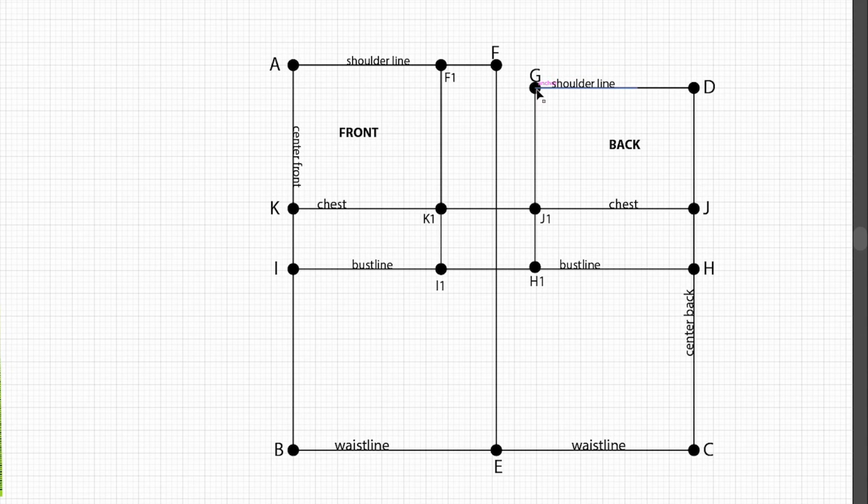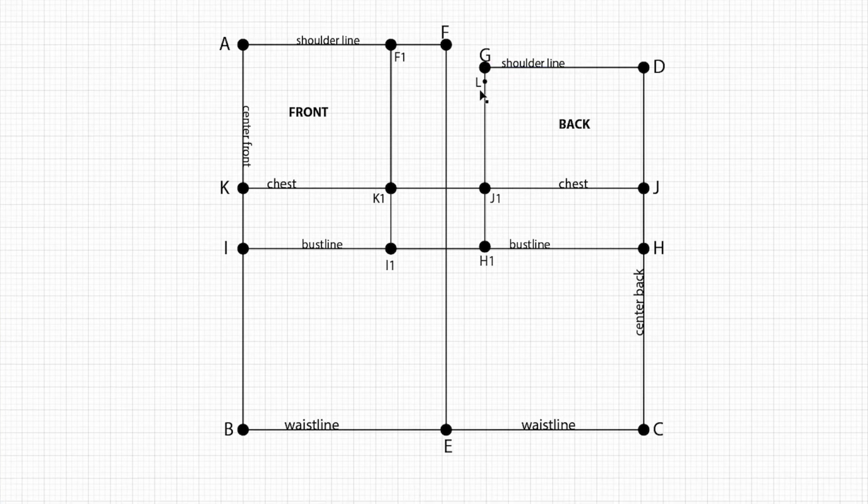All right, so after you label your front and your back, go to point G and go down 0.675 inches from point G, and mark that point L. Here you see my point L. It isn't as prominent as the other points, but you can see it. Now find the center of line G and D, go over 0.75 inches towards D, and label that point M.